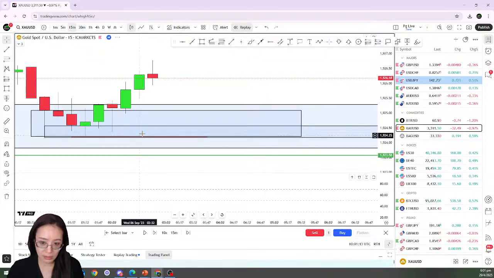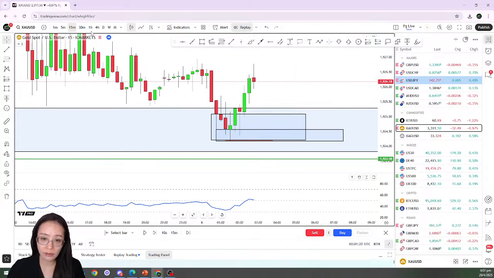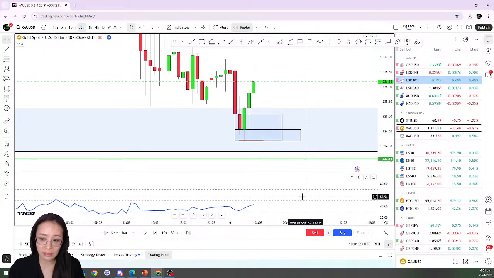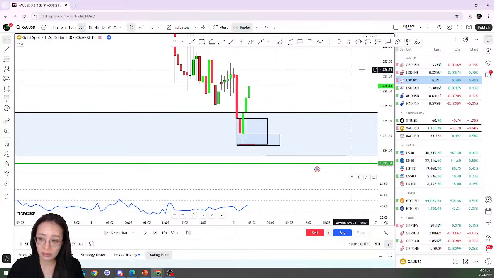Okay, which is like this one, right? You can see the rejection, a really long wick here, and then you buy up, and you can also combine it with the RSI. You can see the RSI is already oversold. It's close to level 30 and then rising.